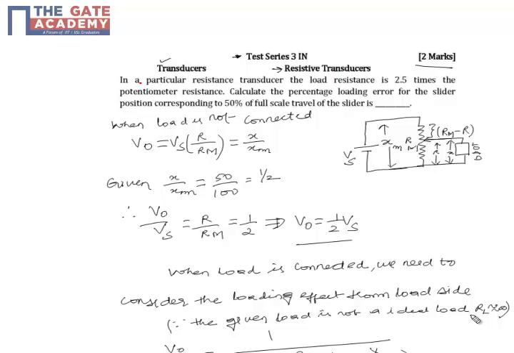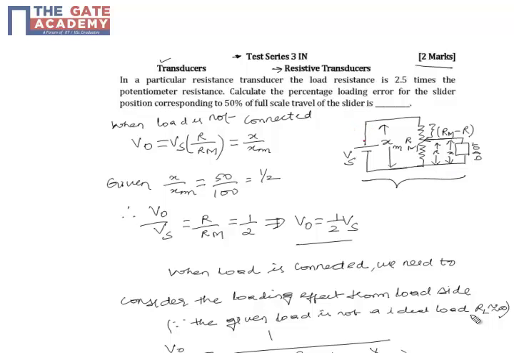So it's basically a fill in the blank question. Here a particular resistive transducer has a load resistance 2.5 times the potentiometer resistance. So the ratio is given as 2.5 times the potentiometer resistance. What is the percentage loading error for the slider position corresponding to 50% of the full scale travel of the slider? So here we can interpret the question and we can draw a diagram on what is asked.